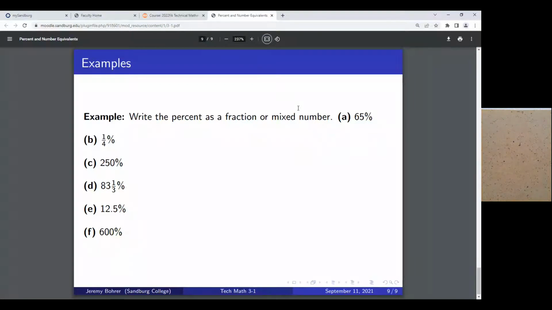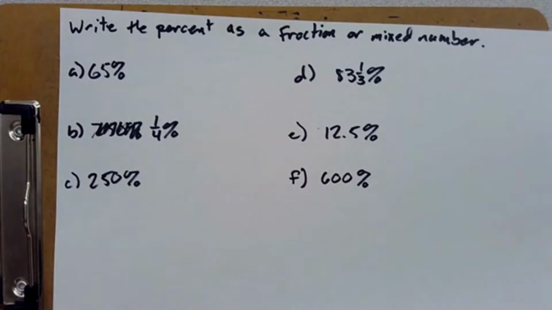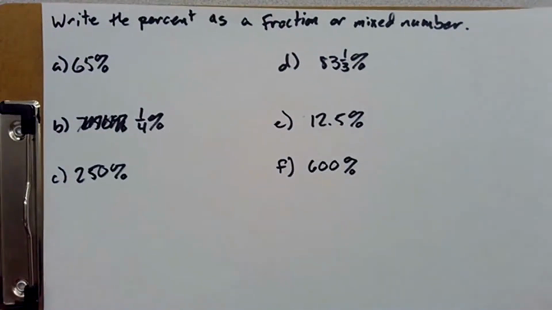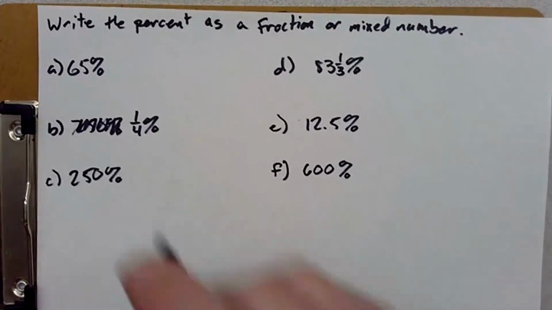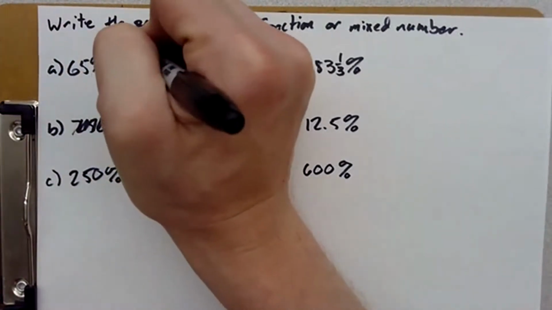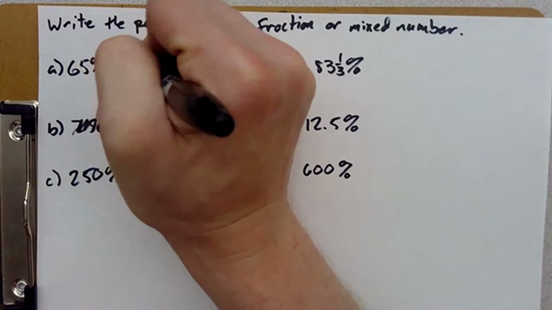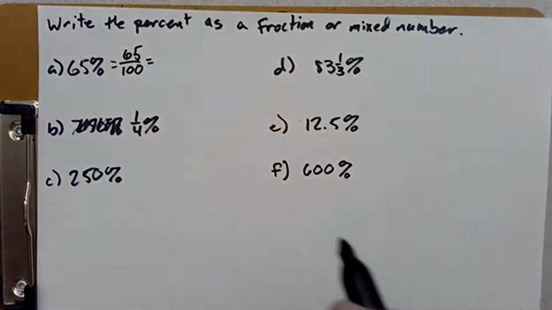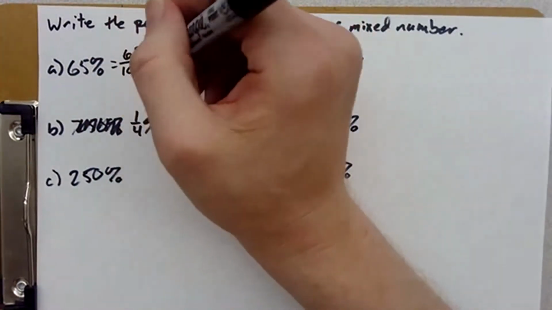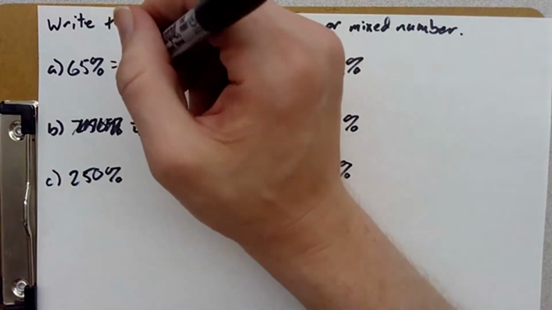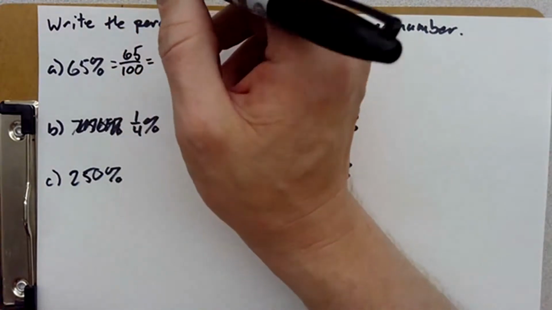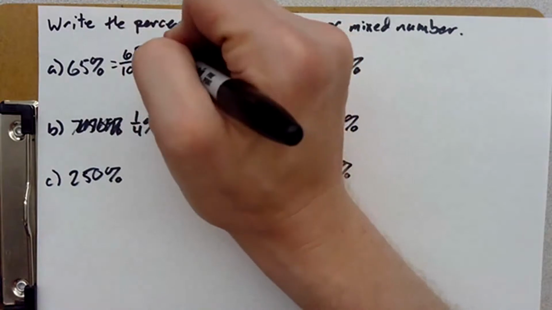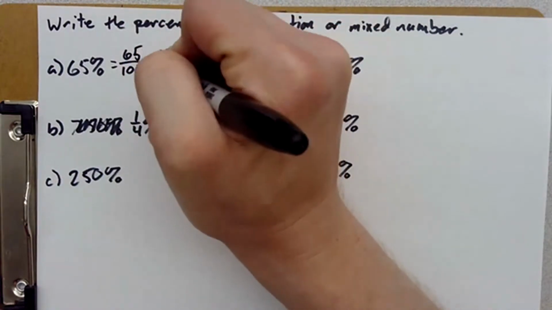Next, we're writing percentages as fractions or mixed numbers. Okay, 65%. 65 is equivalent to 65/100ths, but we want to simplify this. We want to make this as simple as we can. Both 65 and 100 are divisible by 5, so we'll just divide them both by 5, and we get 13/20.